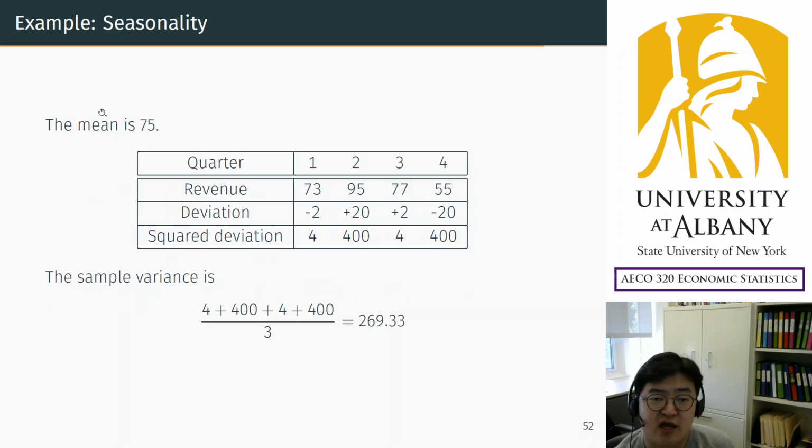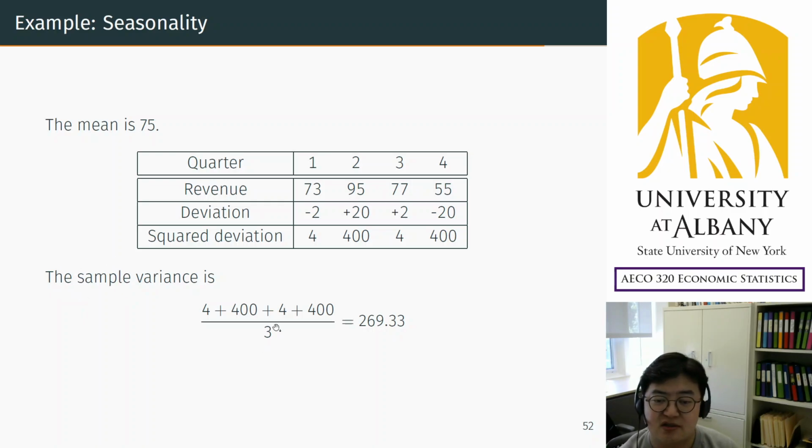So once you get the mean equals 75, then kind of mechanically you just subtract the mean from observations and then square the deviations. And you are going to get these 4 squared deviations: 4, 400, 4, 400. And then you calculate the variance as the average of them, but when you calculate the average, you have to use n-1 as the denominator because we are calculating the sample variance.